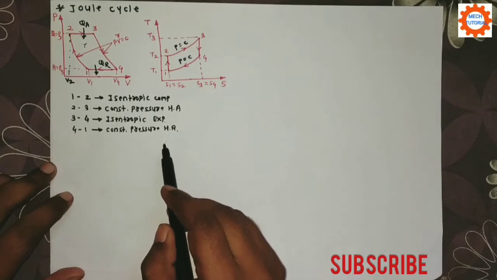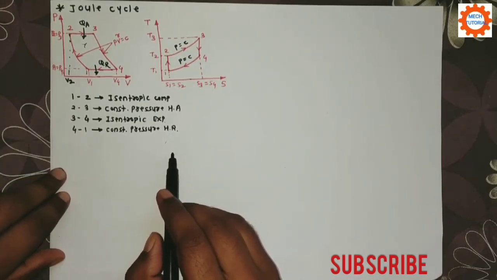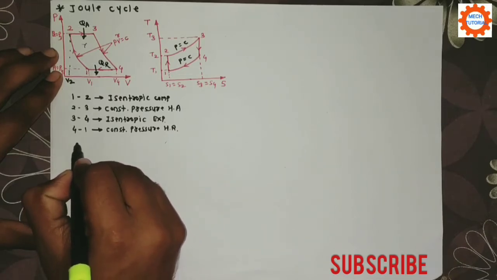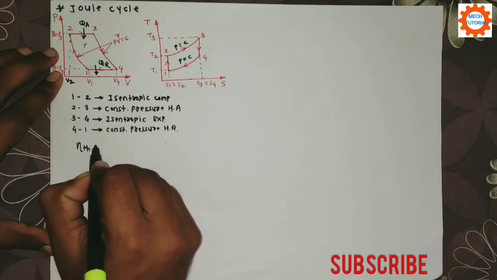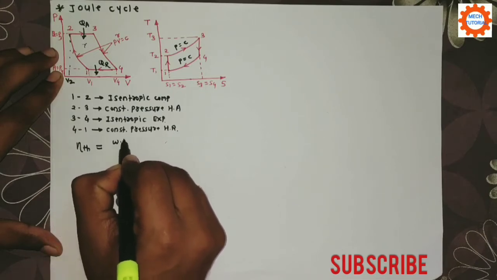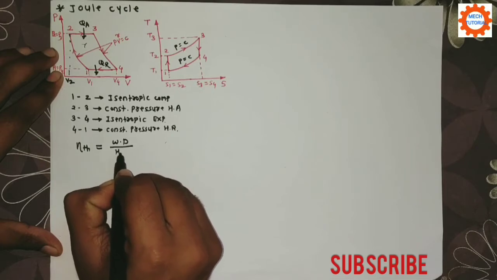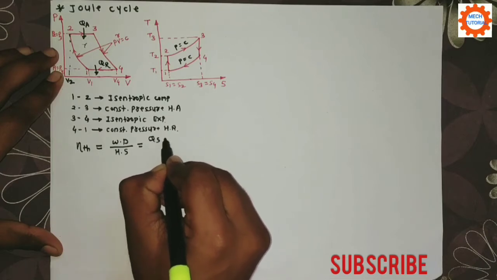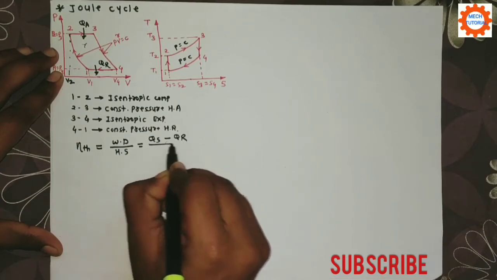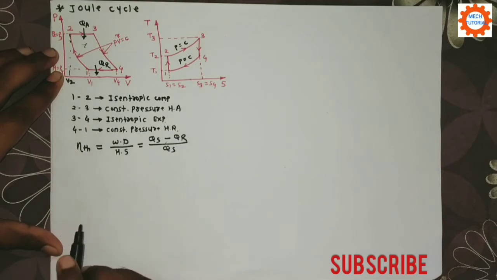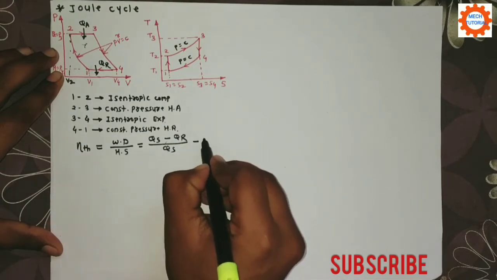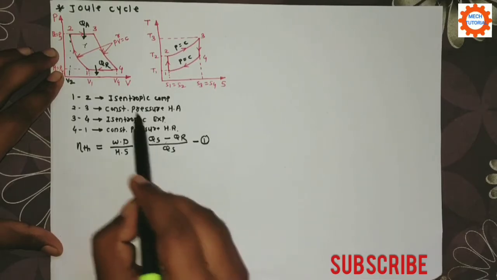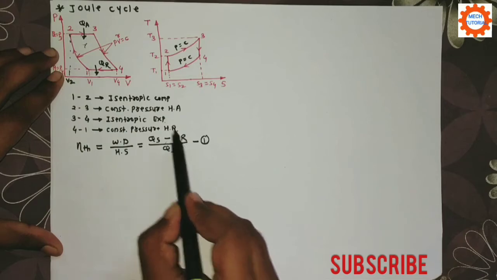Now we calculate the thermal efficiency of the Joule cycle. We know that the formula for thermal efficiency of the Joule cycle is equal to work done divided by heat supplied. Here we can write work done is equal to heat supplied minus heat rejected, divided by heat supplied. This is equation number 1. Now heat is supplied during the process 2 to 3 and heat is rejected during the process 4 to 1.